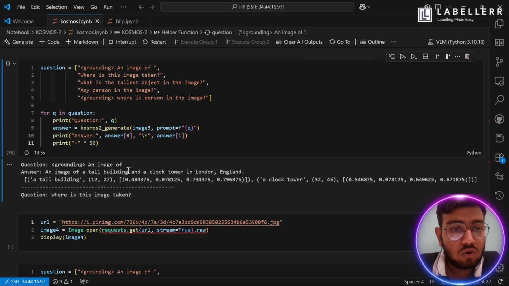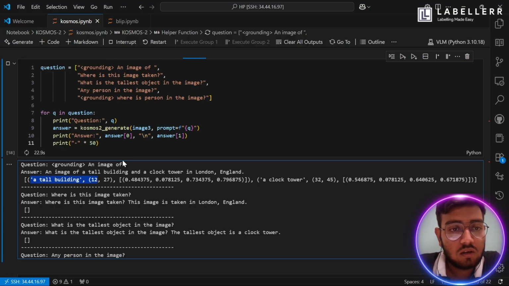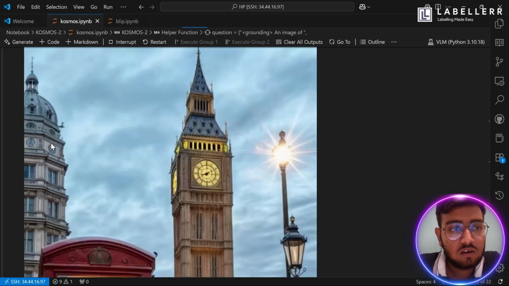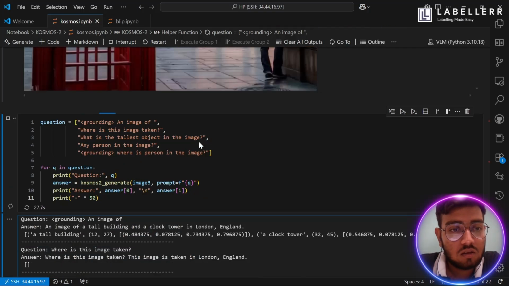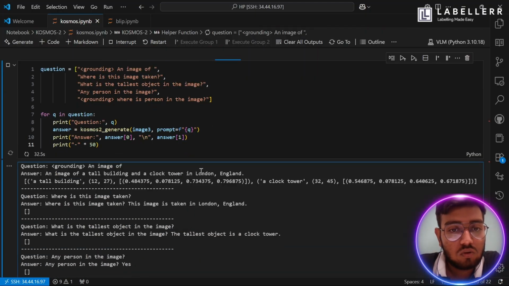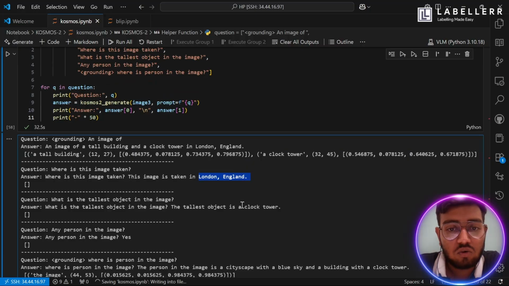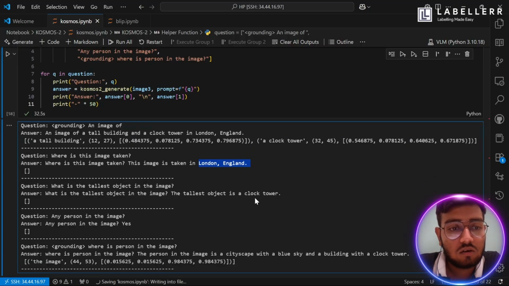An image of a tall building and a clock tower in London, England. It has already provided me the location of the image. It's showing a tall building, so where is the tall building it is talking about? And the clock tower is the Big Ben here. So it's working right here. Then where is the image, like in London, England? So it's true. The tallest object is the clock tower. It's talking about Big Ben, but it's right.